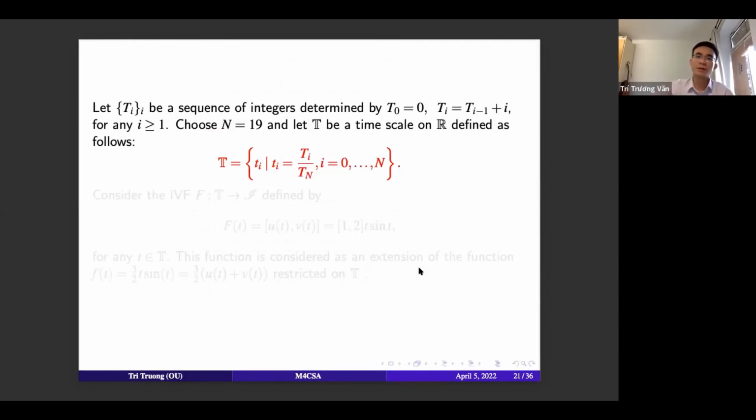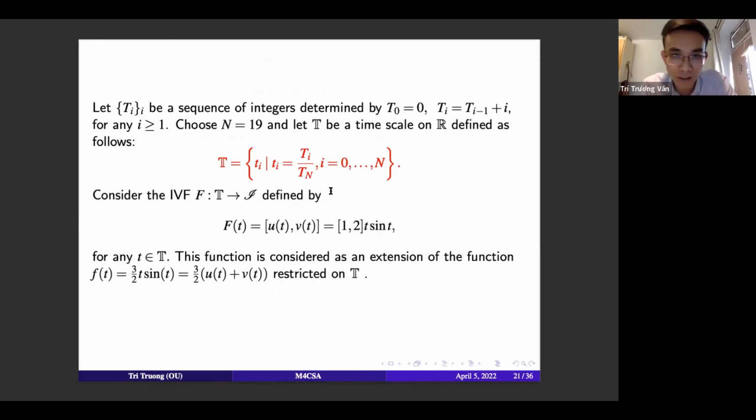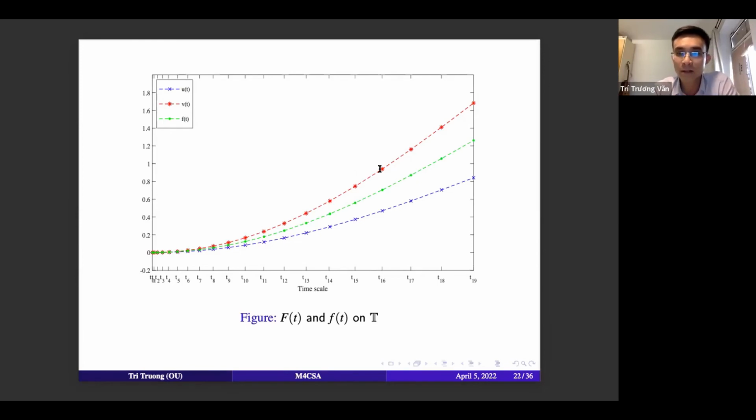And for application, we consider the special time scale like this one, and we consider the function ft like this formula. This function is an extension of the real-valued function ft, lowercase ft. So here is the graph of this function. The blue one is the lower branch, and the red one is the upper branch, and this one is the real-valued function ft. We can see that the function ft is the extension of this one, and this one is the interval-valued function.